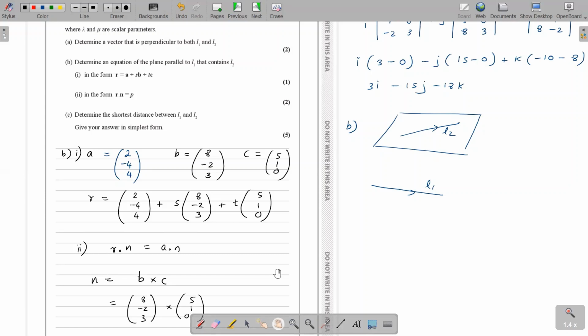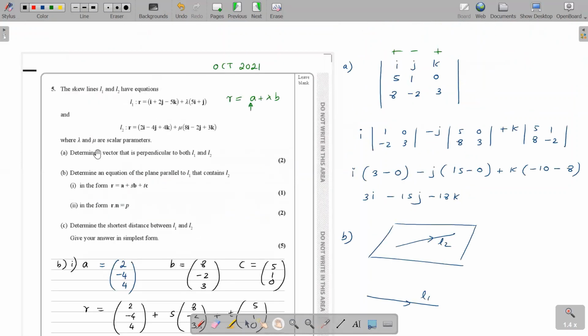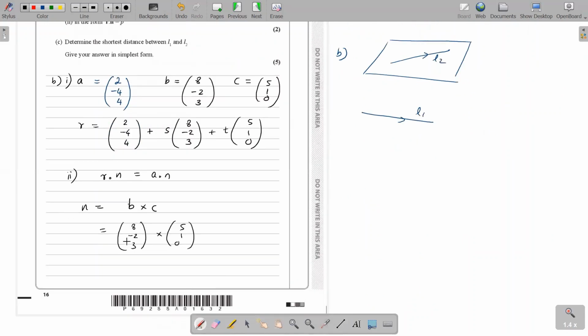Didn't we actually find this earlier in part a? We got the cross product of 5i plus j with 8i minus 2j plus 3k. Can you see? We already have the answer: 3i minus 15j minus 18k.